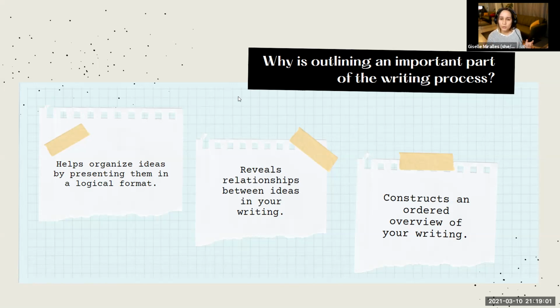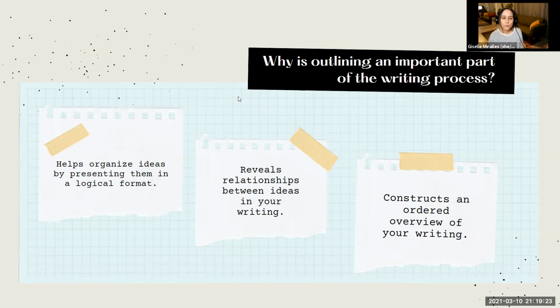So, if you write down your thesis and then you see that point two doesn't really match what you're trying to argue, it's easier to catch it because you see it in front of you. So it's really important to write that outline so that you can see the different relationships that are happening between your ideas and you can further strengthen those ideas if they don't make sense.